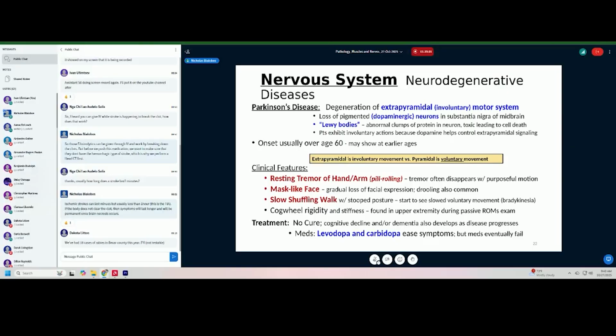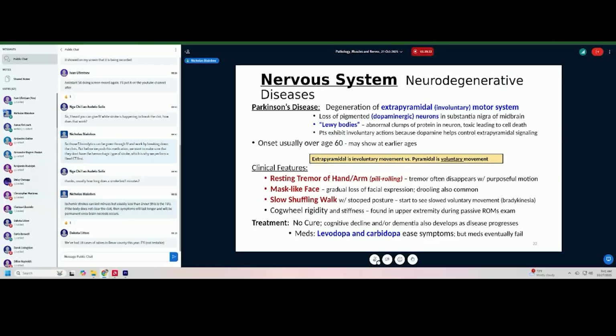It's hard to explain this without showing you guys, but think about your elbow, and you flex your elbow. Normally you can do that in a nice smooth motion. With these guys, when they're trying to flex that elbow, it's going to start, stop, start, stop, start, stop. It's kind of like a lever where it just gets stuck, and then it moves, then it gets stuck, and then it moves. So that's what cogwheel rigidity is.